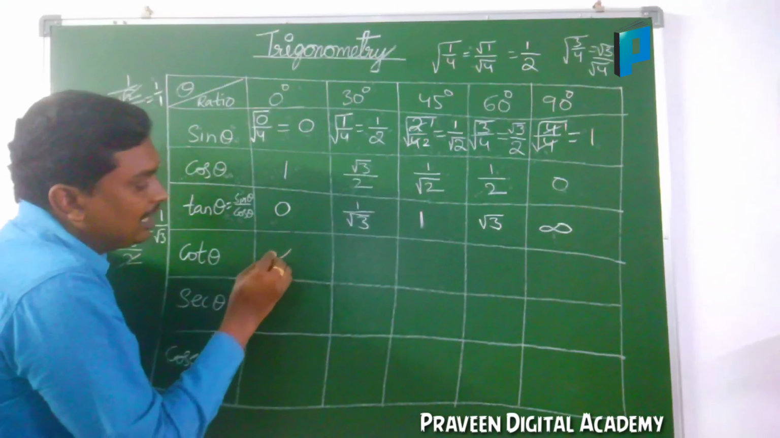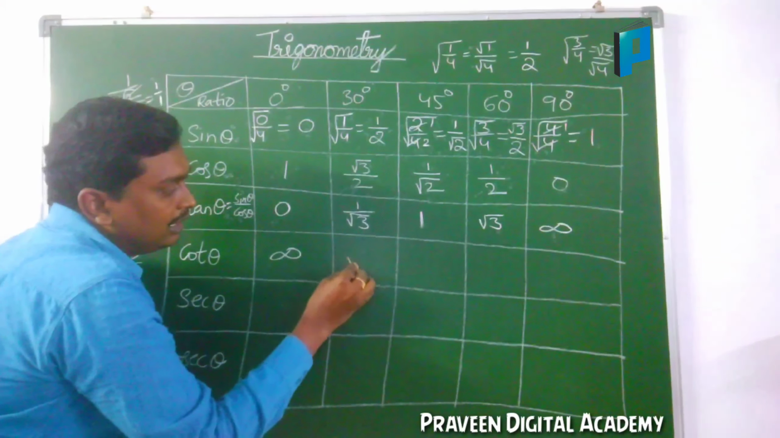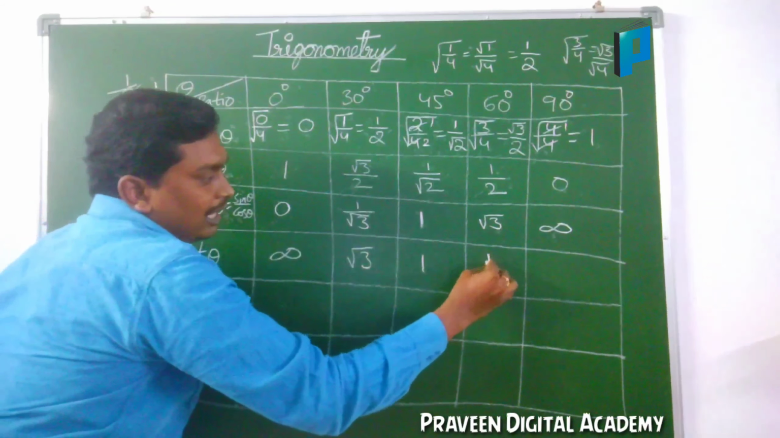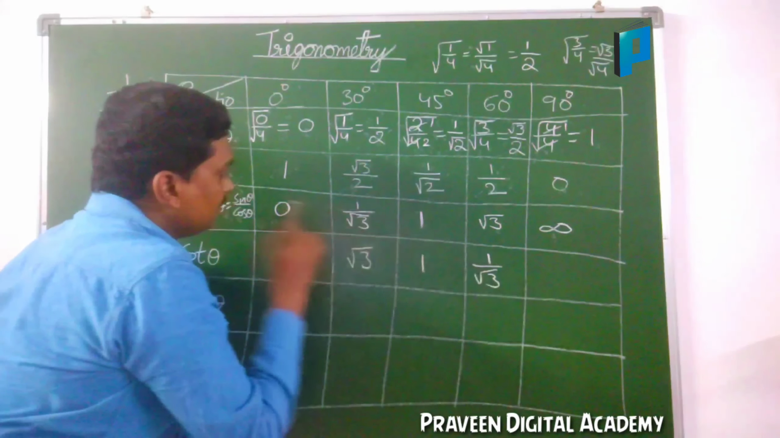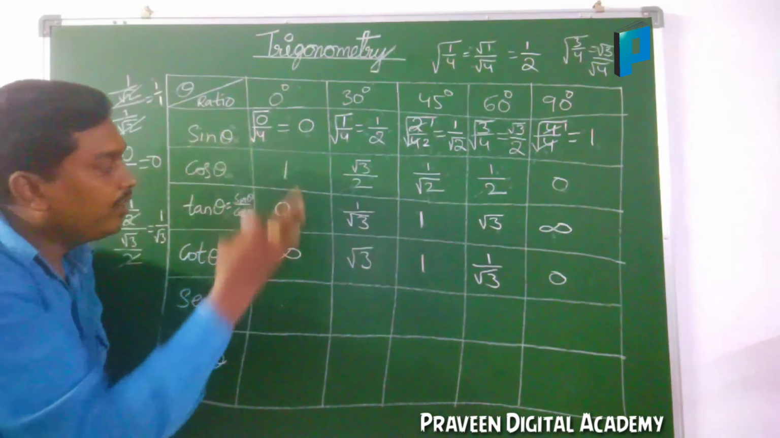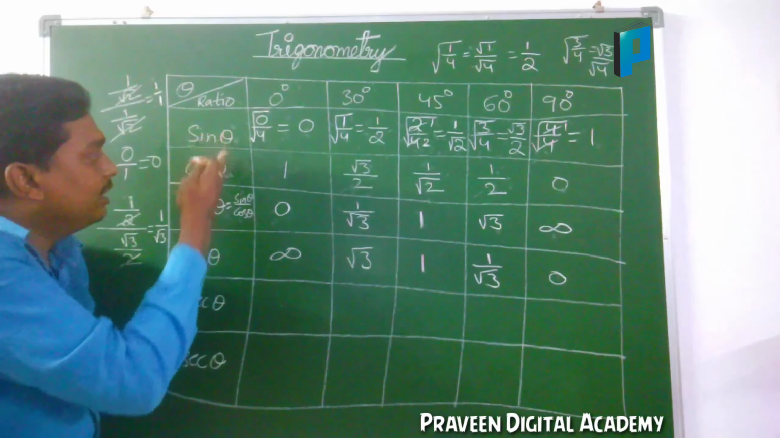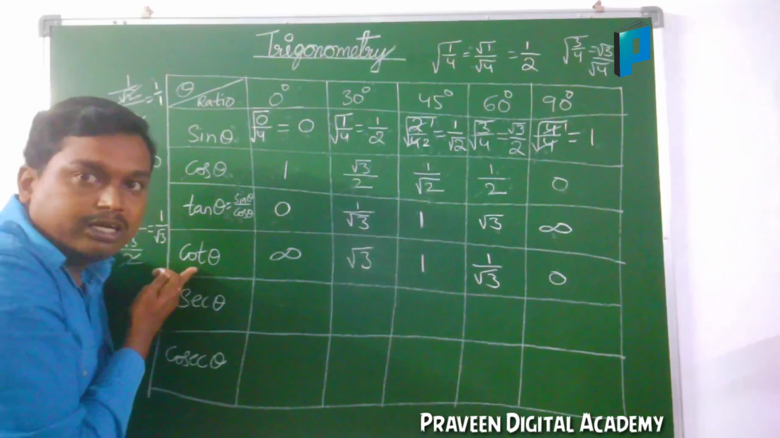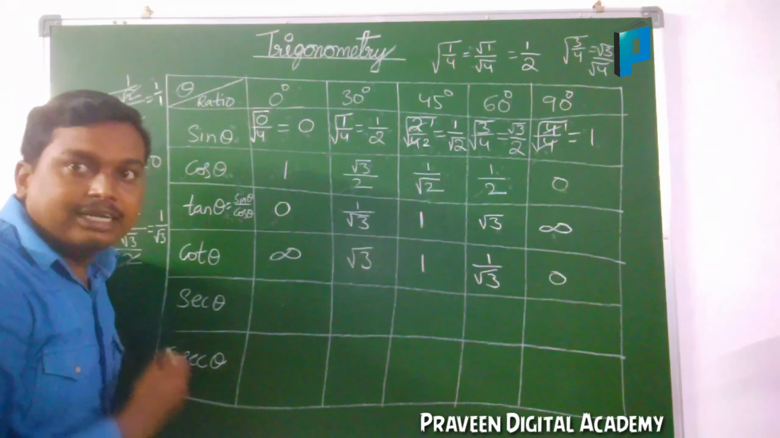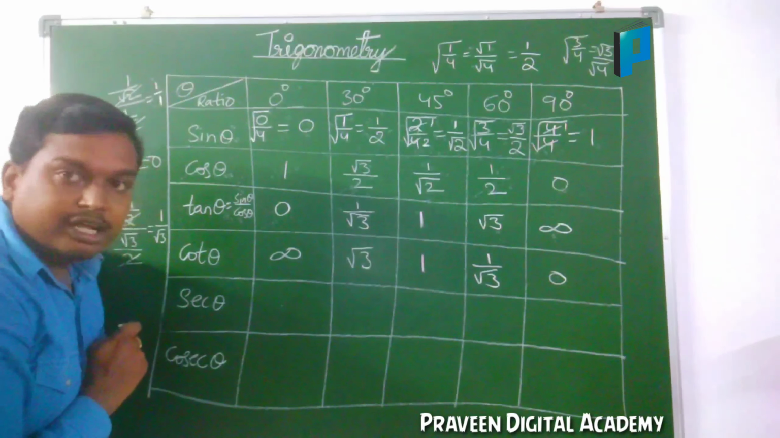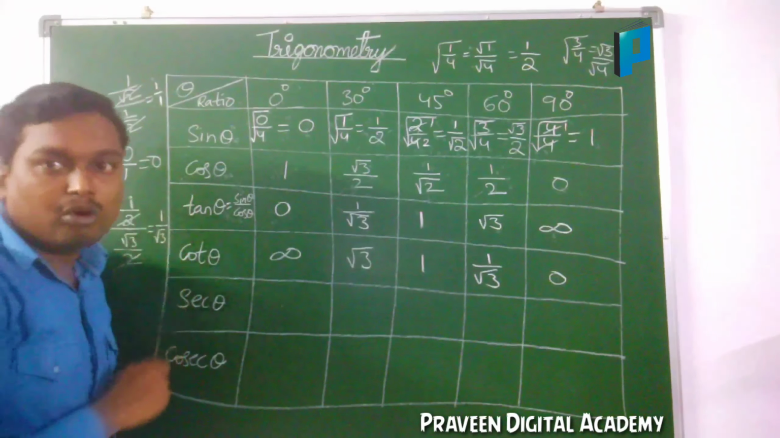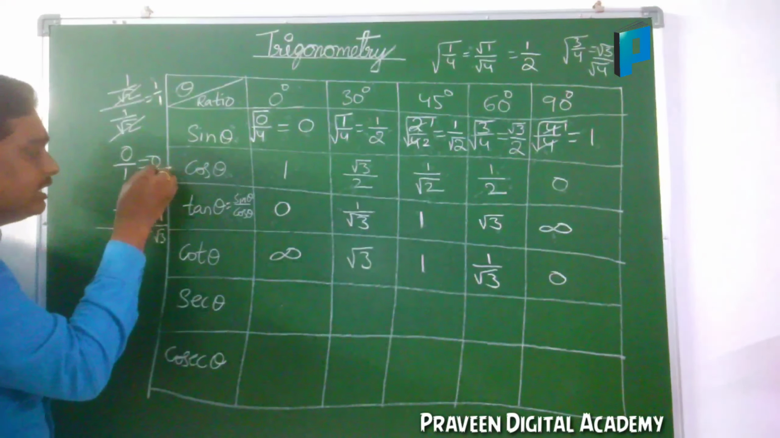Now this infinite I will write here. This root 3 I will write here. This one I will write here. This one I will write here. This 0 I am writing here. So we got here sin theta, cos theta, tan theta, cot theta. Now our turn is to find the sec theta. Here we already know sec theta is the reciprocal of cos theta.